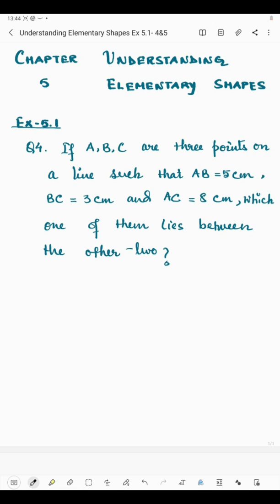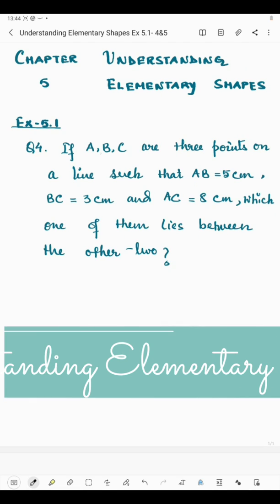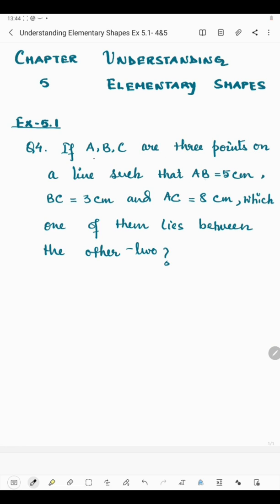Students, now I'm going to start question number 4 of exercise 5.1. Question number 4 says: if A, B, C are 3 points on a line such that AB is equal to 5 centimeter, BC is equal to 3 centimeter and AC is equal to 8 centimeter, which one of them lies between the other two?